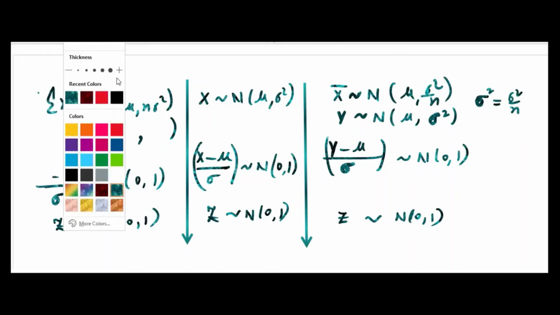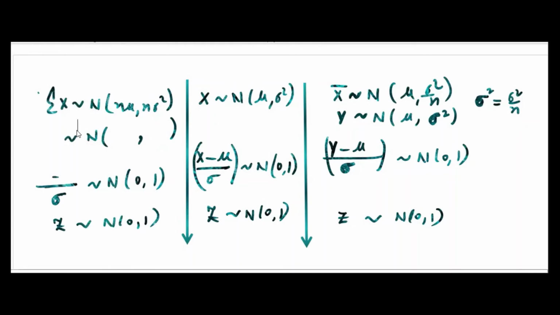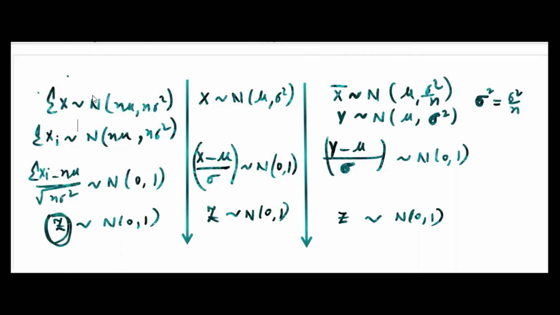I can write this summation x or xi, whatever you want to write, n mu, n sigma square. Then I will write summation xi minus n mu divided by this sigma, which will be small sigma square root of n sigma square. That will follow standard normal anyway. And this is my z. That's all.